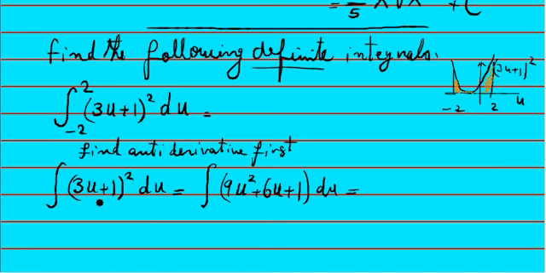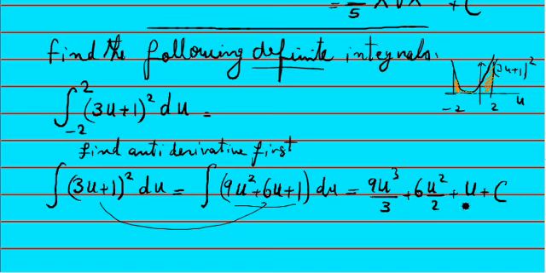So far I've just done algebra. I open this thing to get that. Now I take my antiderivative. 9u cubed over 3, 6u squared over 2. The antiderivative of 1 is just u, and then if you wish to insist on a constant, that is fine. Now this is 3u cubed plus 3u squared plus u plus a constant. Now we port that answer here. That is the antiderivative.